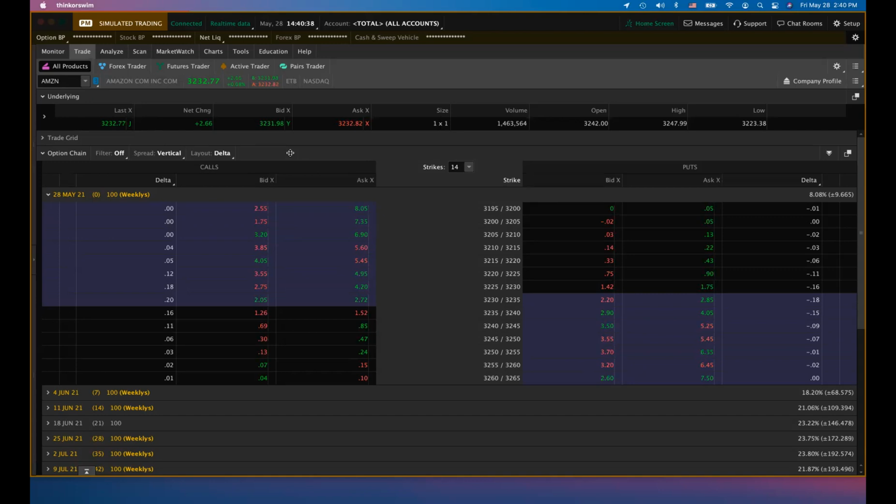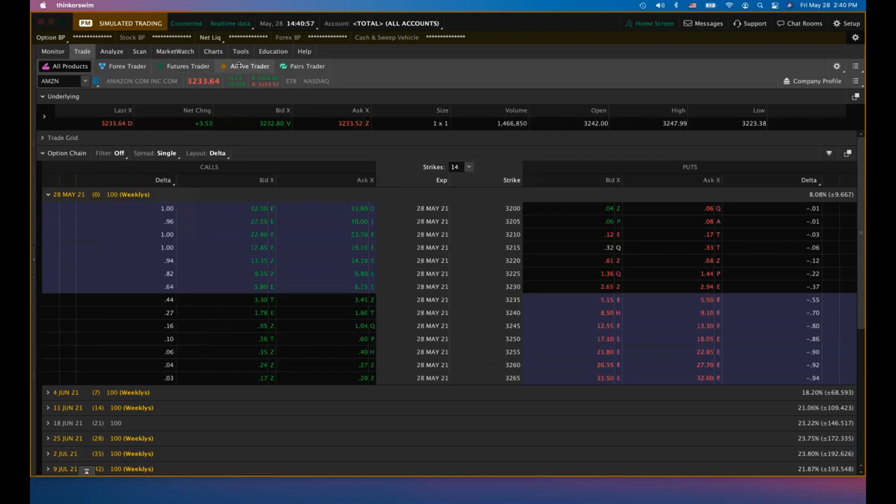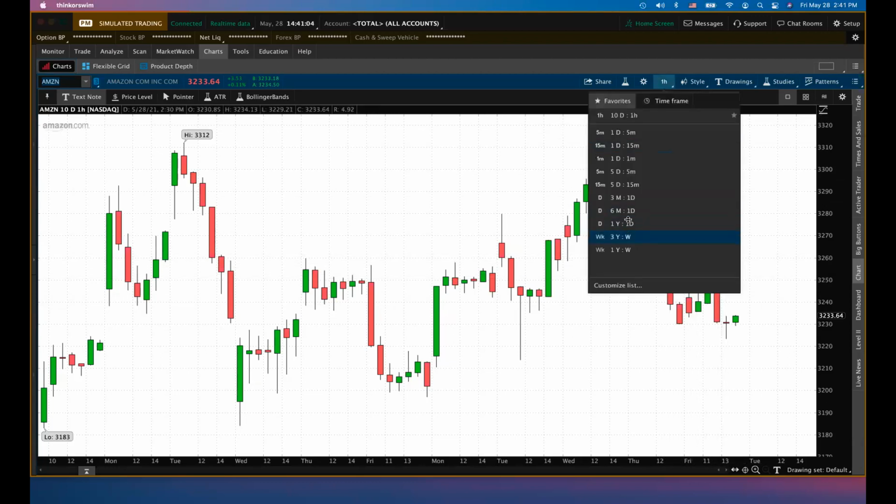A change of mind here. I want to trade Amazon, but Amazon is costing $3,232 right now. If I wanted to buy Amazon, it's $3,234, and that's for a single call. Let's see what direction it's going. Right now, it looks like, go to a daily here.